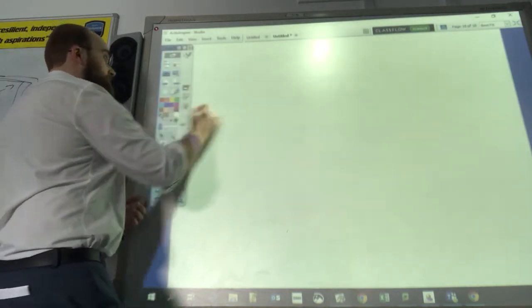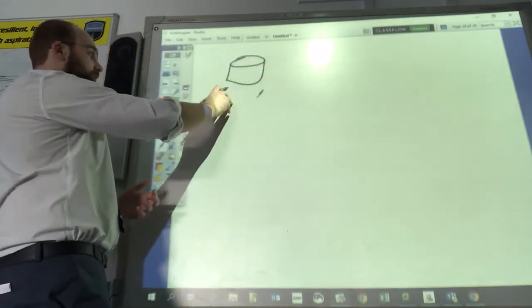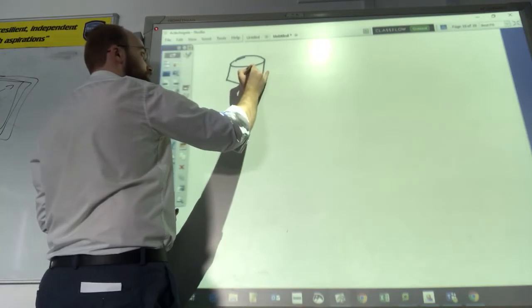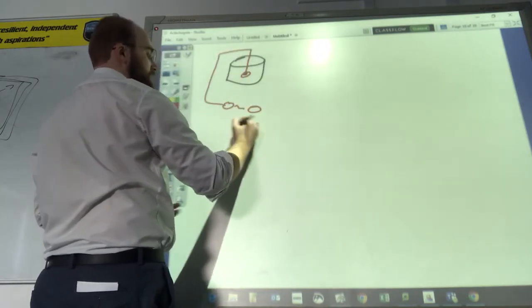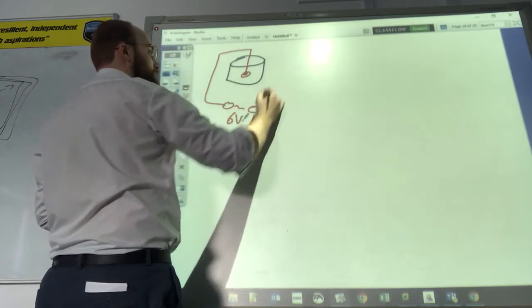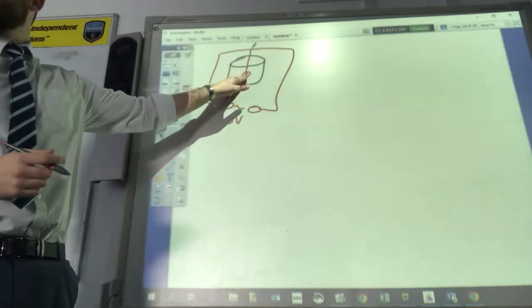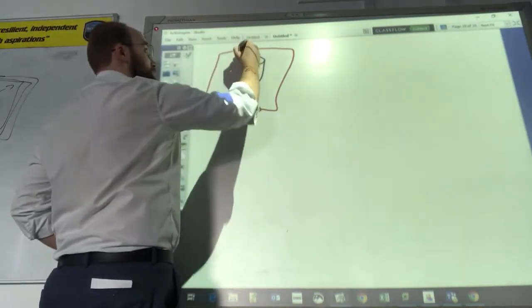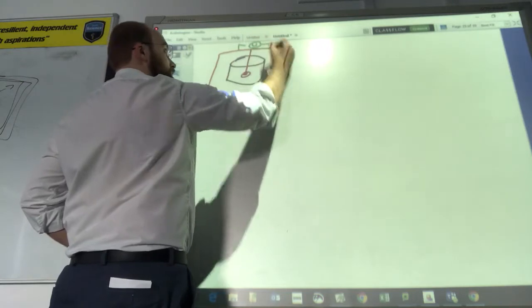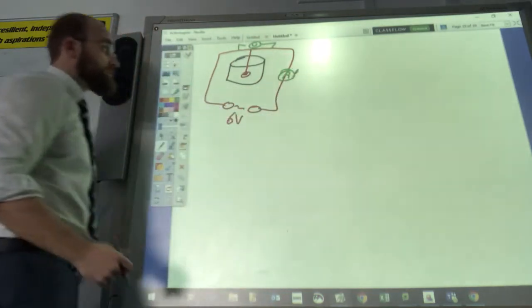When I've got a container of water, and inside that container of water, I'm going to put an immersion heater. My immersion heater is going to be connected to a power pack, 6 volts. And I've got to figure out the amount of energy that I'm giving to this immersion heater. How can I do that? I will attach a voltmeter to the immersion heater, and I will attach an ammeter in series.